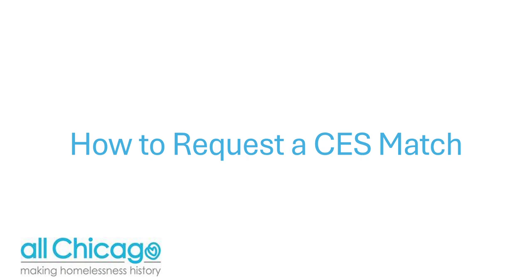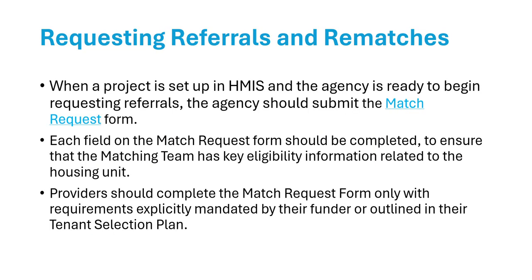This training will go over how to request a coordinated entry system referral. When a project is set up in HMIS and the agency is ready to begin requesting referrals, the agency should submit a match request form. Each field on the match request form should be completed to ensure that the matching team has key eligibility information related to the housing unit.